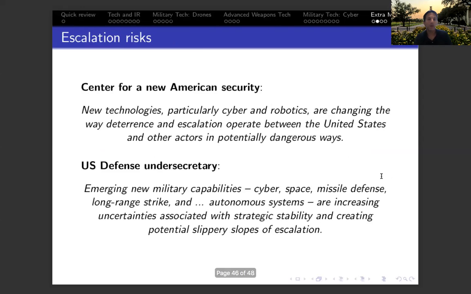So, for example, we have here a quote from the Center for a New American Security, which is one of the big think tanks in Washington, arguing that new technologies are changing the way deterrence and escalation operate in potentially dangerous ways. So the possibility of escalation is higher because of new technologies.